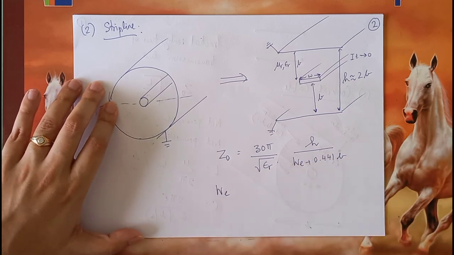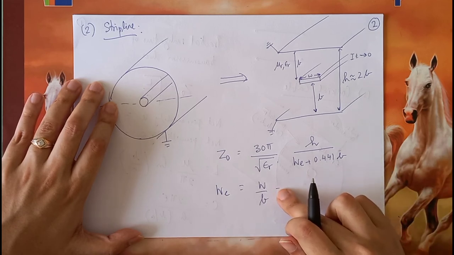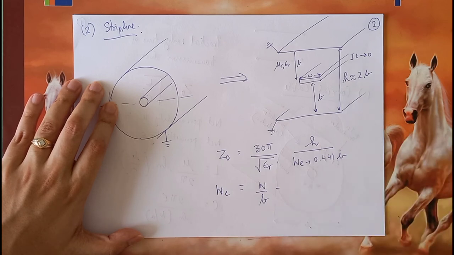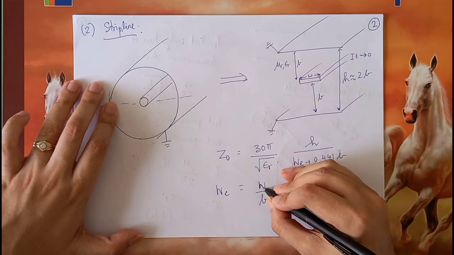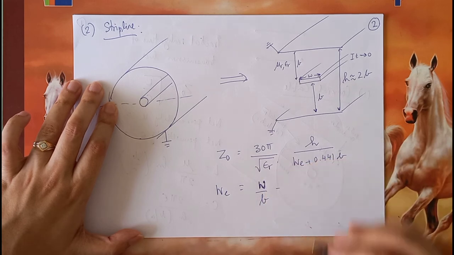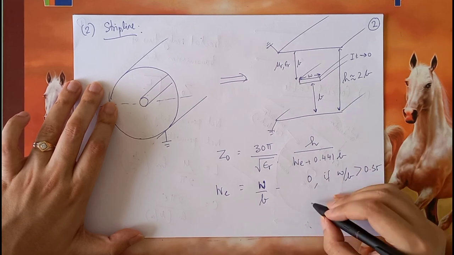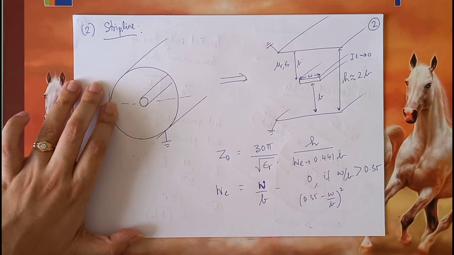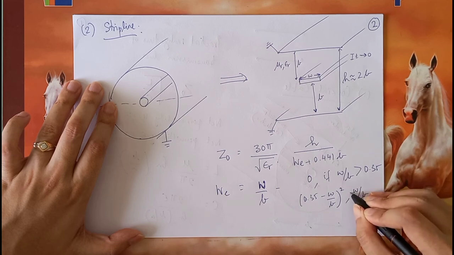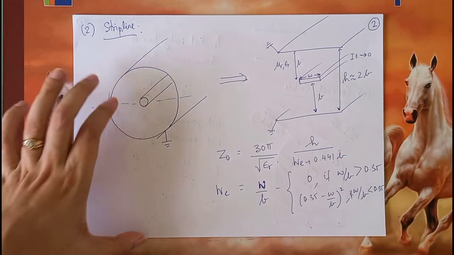And it is defined in this manner. We is equal to W by B minus, now this minus, there can be two possible arguments depending on the case, where this is w. I should write it in small letters. It is minus zero if w by b is more than 0.35, and it is 0.35 minus w by b whole square if w by b is less than 0.35. So you can use either of these two.